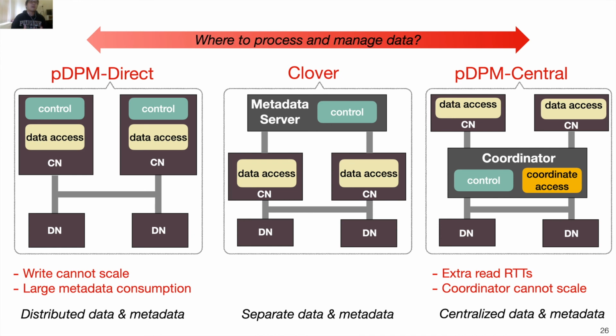Coming back, now we have covered all 3 types. For Clover, thanks to its separate data and metadata plane design, it can offer good read and write performance, and can also scale with a large number of CNs and DNs.